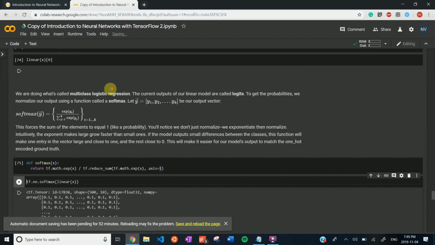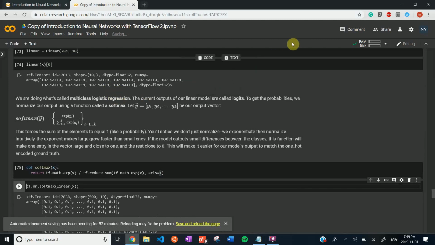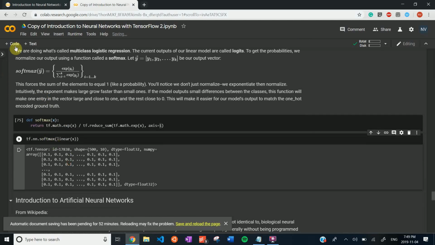Great. So any questions about what we just did? We'll see this model in action very soon. But any questions about the softmax or why we used it? Awesome. We're going to define a couple more things.